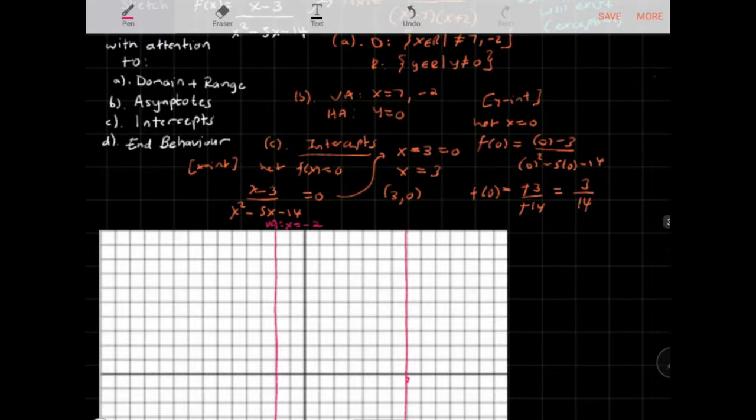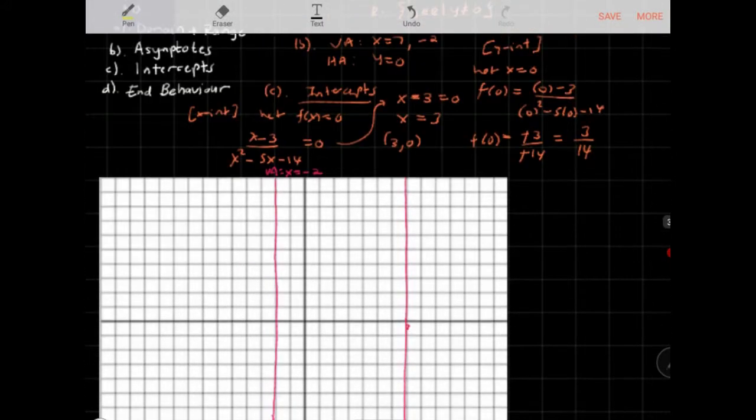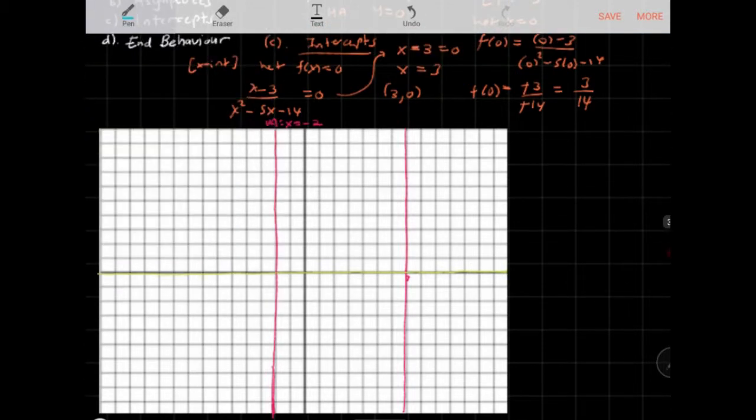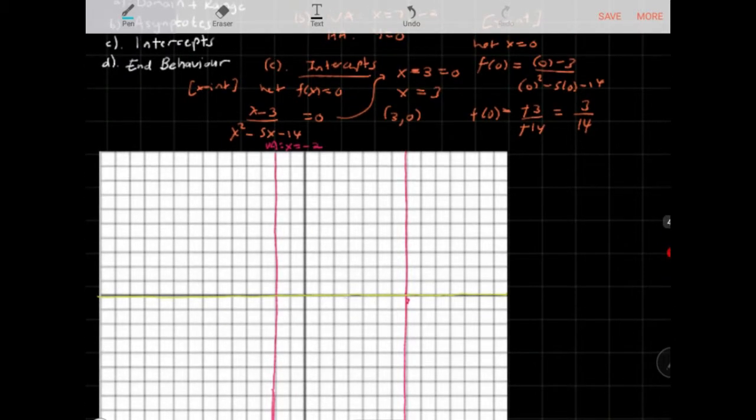And we also have a horizontal asymptote at y is equal to 0. So that's our horizontal asymptote, and we can plot some of our intercepts. I have an x-intercept at 3 and 0, so let's put that right there. And we also have a y-intercept at 3 over 14, so let's say it's somewhere here. So this is 0 and 3 over 14.